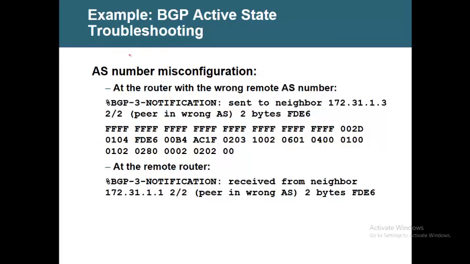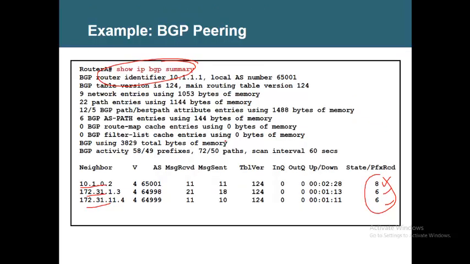Now, whenever you make a mistake in the autonomous system number or IP address, it will show you like this. You remember yesterday I made a mistake. It was showing wrong peering address. Now, when you make a mistake in the autonomous system, it will show you peer in wrong AS. All right.